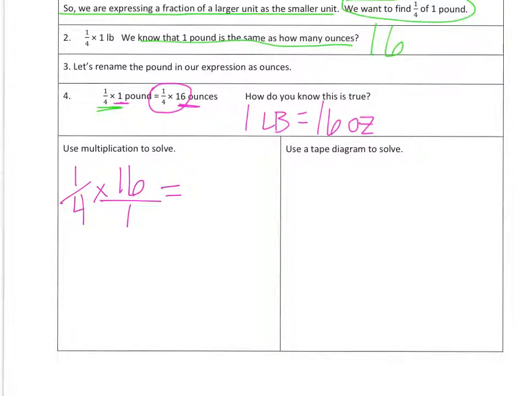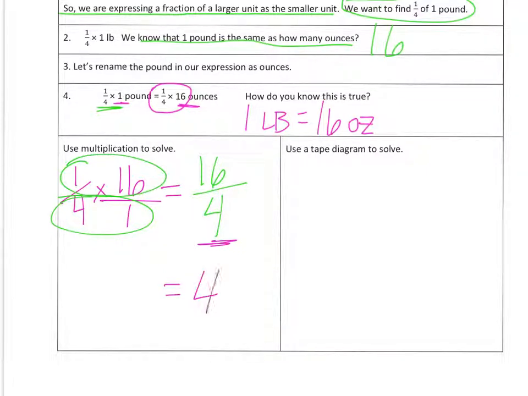So we would just multiply across. 1 times 16 is 16. 4 times 1 is 4. Uh-oh, that's an improper fraction, so we have to reduce. I've got fourths down here. How many times does 4 go into 16? How many wholes, how many 4/4, can I pull out of 16? 4 goes into 16 4 times. So 4 ounces is 1/4 of 16.